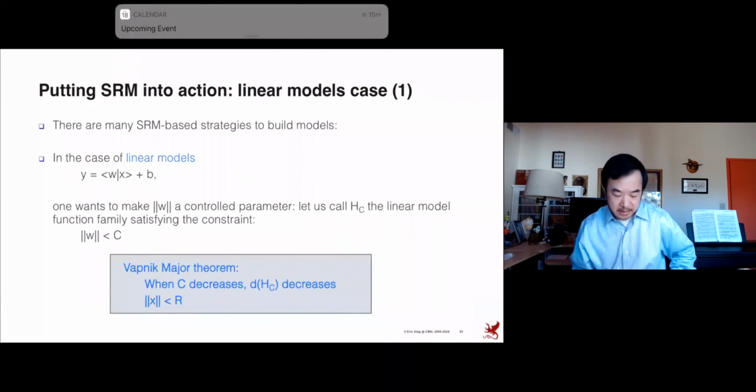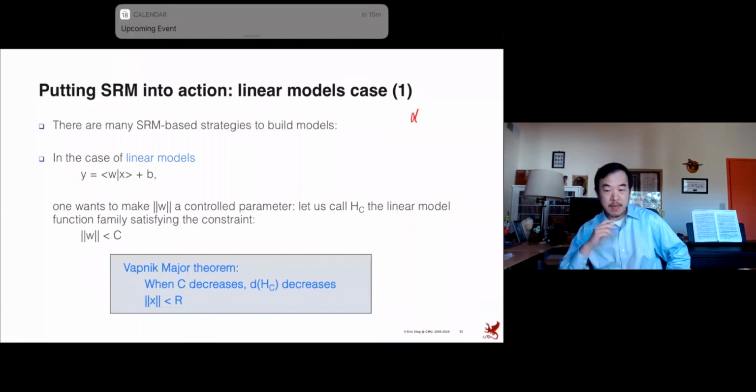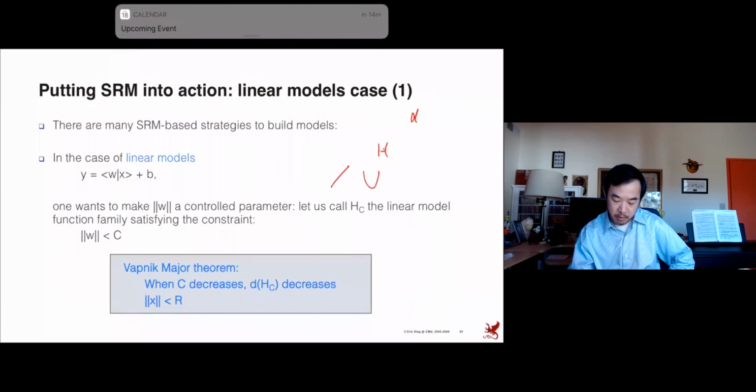Now let's put the SRM in action. How can we control basically the D? Right. I actually already mentioned one, which is an easier one, where you just choose the H to be a sequence of polynomial functions. For example, first order, second order, and third order, basically a line, a curve, and a parabola, whatever. Okay, so this basically gives you the order of the functions.